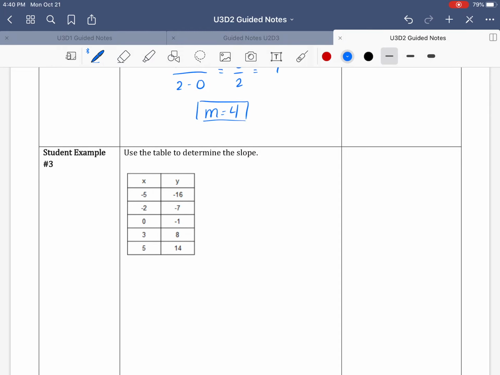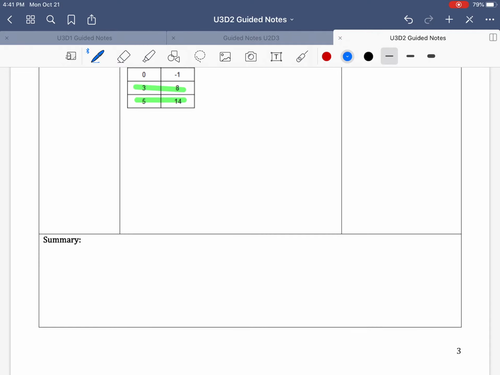So take some time, try your student example number 3. Remember, if you don't like negatives, you don't have to use the first 2 coordinate points. Honestly, maybe these ones are easier because they don't have any negative numbers. That's fine.